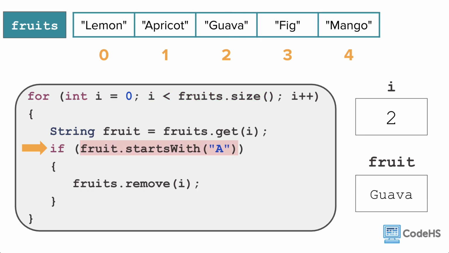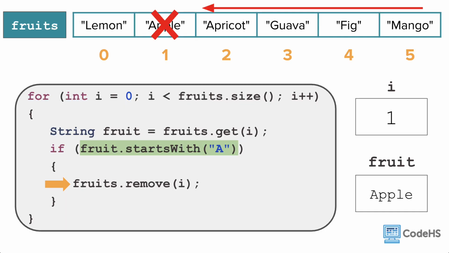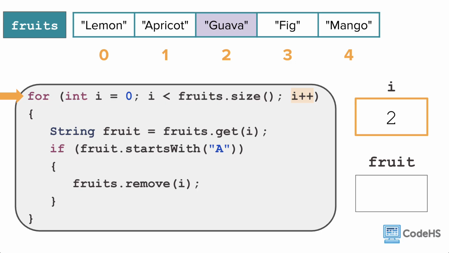Guava does not start with A, so we go back up to the for loop header and i increases by 1. At this point, you're probably saying, wait, the program skipped apricot. Why did this happen? Well, the program actually never accessed the apricot value. When apple was removed, apricot moved down to index 1. Then, i increased by 1 to become 2, and the for loop was ready to access guava. With this move, the for loop left apricot in the dust, which introduces an error in the program.